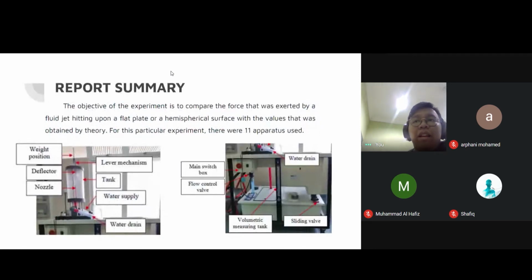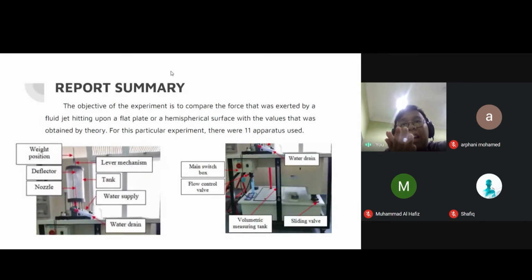Basically, the objective of the experiment is to compare the force exerted by a fluid jet hitting a flat plate or a hemispherical surface with the values obtained by theory. So we need to compare those values.